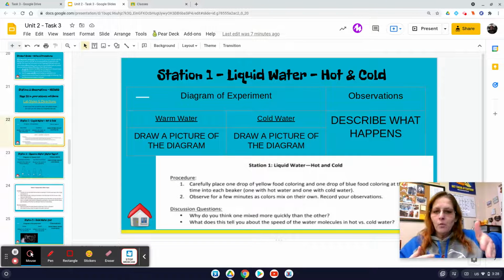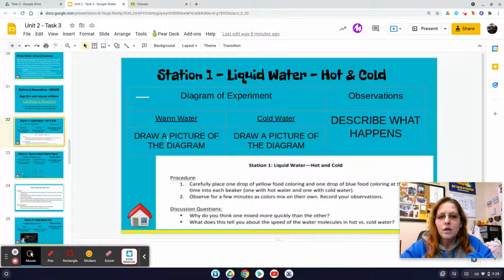What happens with the warm water? What happens with the cold water? Write your observations down. Tell me what happens. Okay, so that's what you're going to do on this one. You're drawing a diagram. What did it look like?